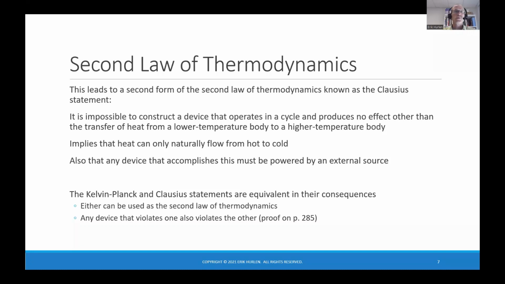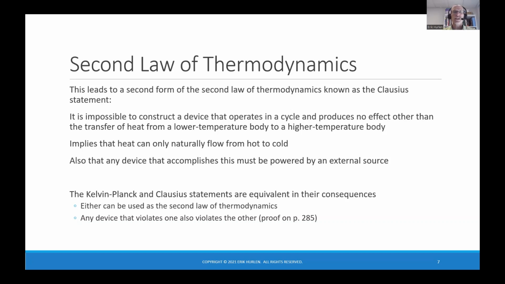So far, the only version of the second law of thermodynamics we have seen essentially stated that we need more than one reservoir. A second version of the second law of thermodynamics is called the Clausius statement. It is impossible to construct a device that operates in a cycle and produces no effect other than the transfer of heat from a low temperature body to a high temperature body. This basically implies that heat only naturally moves from hot to cold objects, which we kind of already knew, but is now stated in the form of a law of thermodynamics.